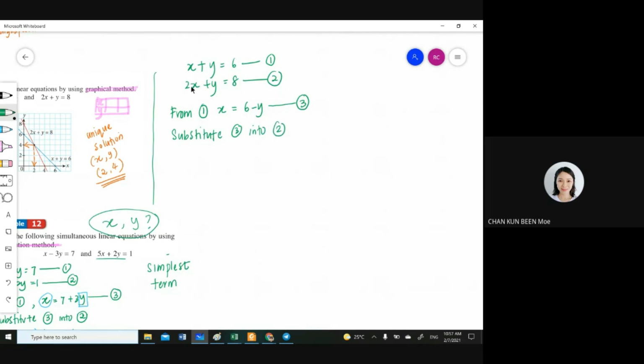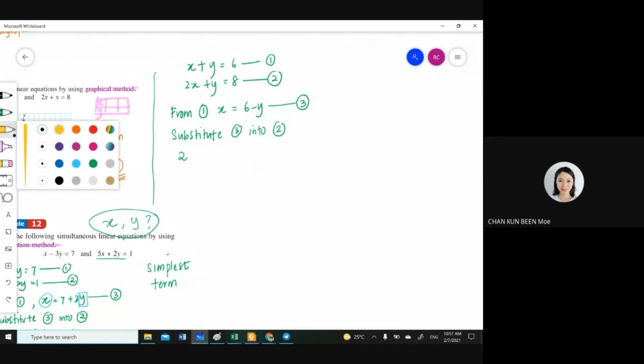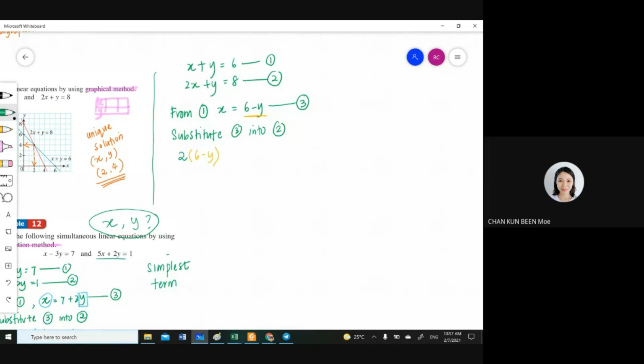It will be 2 times x. Now, you see your x is 6, I use another color, your x is 6 minus y. So over here, the x will be 6 minus y. Okay, the rest you just copy down. Plus y equal to 8. Can or not? Can, right? Okay, now you can see the equation, all of it becomes y already, so we can solve it. Okay, when the variable is the same, we can solve already.